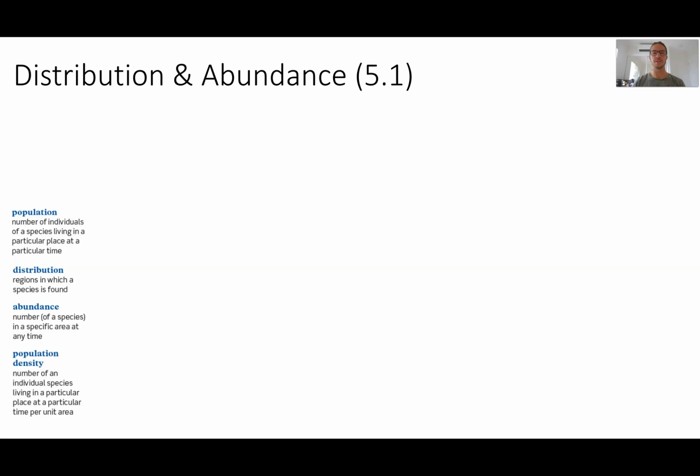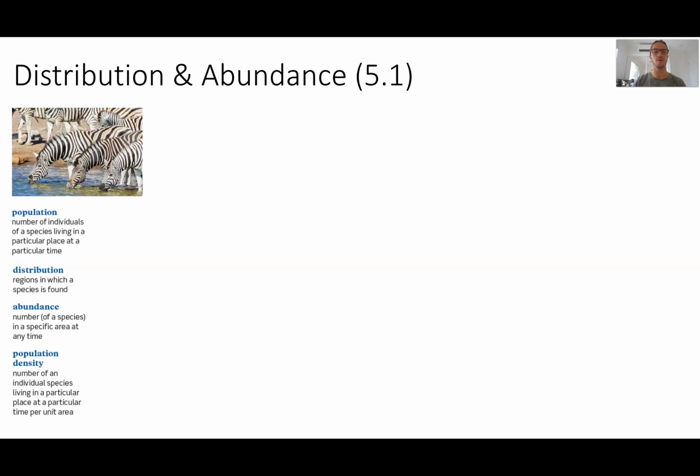Firstly, distribution and abundance. You can find this in 5.1. So an organism is either a unicellular or multicellular thing. And when we were looking at the number of one type of organism or species in a particular area at a particular time, that is called their population. The distribution, however, is the regions in which a species is found.